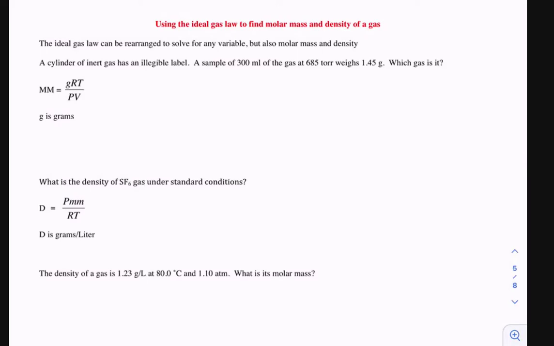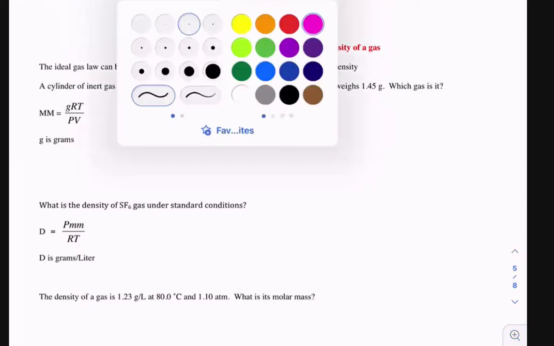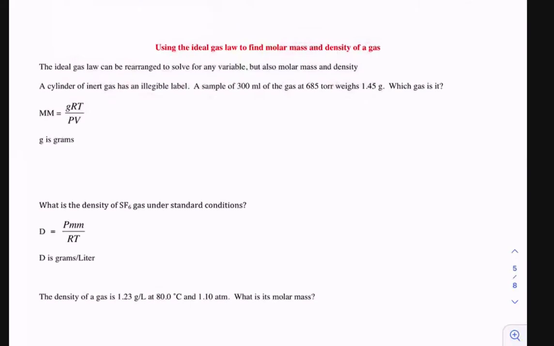So the ideal gas law is ideal because it includes all variables. You are now able to solve for moles in addition to pressure, volume, and temperature. So what makes it even cooler is that you can find much more than just those variables.